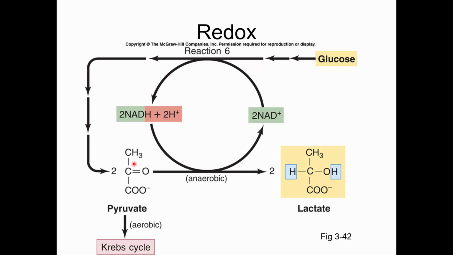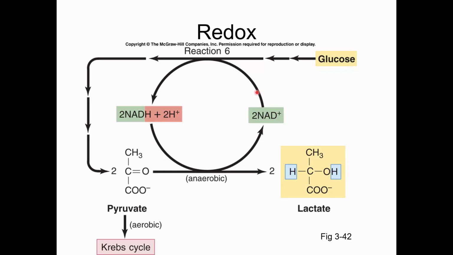And pyruvate's a lovely molecule. We can put it into the Krebs cycle and make ATP out of it. But the thing is, if we're running low on oxygen, if you remember from our pulmonary unit, we have to have a PO2 of at least 3 millimeters of mercury in a mitochondria in order to drive aerobic metabolism. So under anaerobic or hypoxic states, we are relying more on glycolysis.